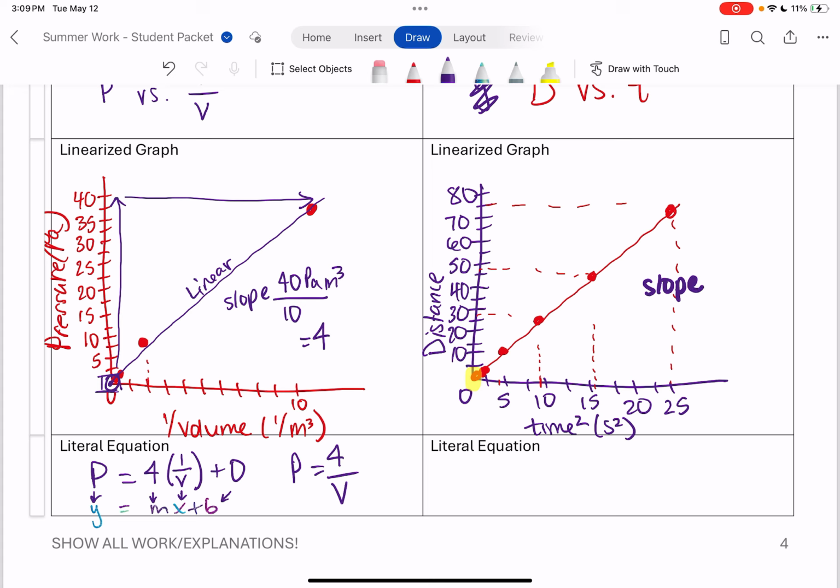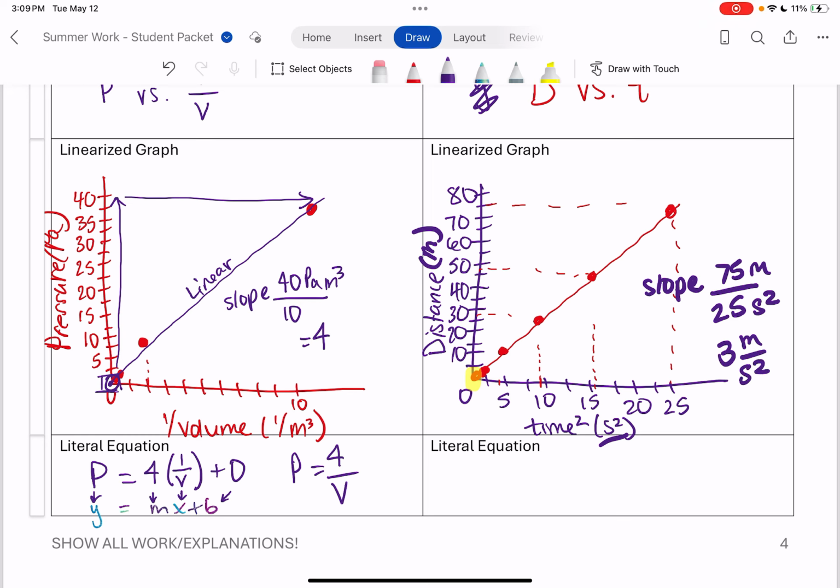So now we can calculate the slope. My slope is going to be 75 meters, I didn't put my units there, meters over 25 units of seconds squared. So 75 over 25 is 3 meters per second squared.